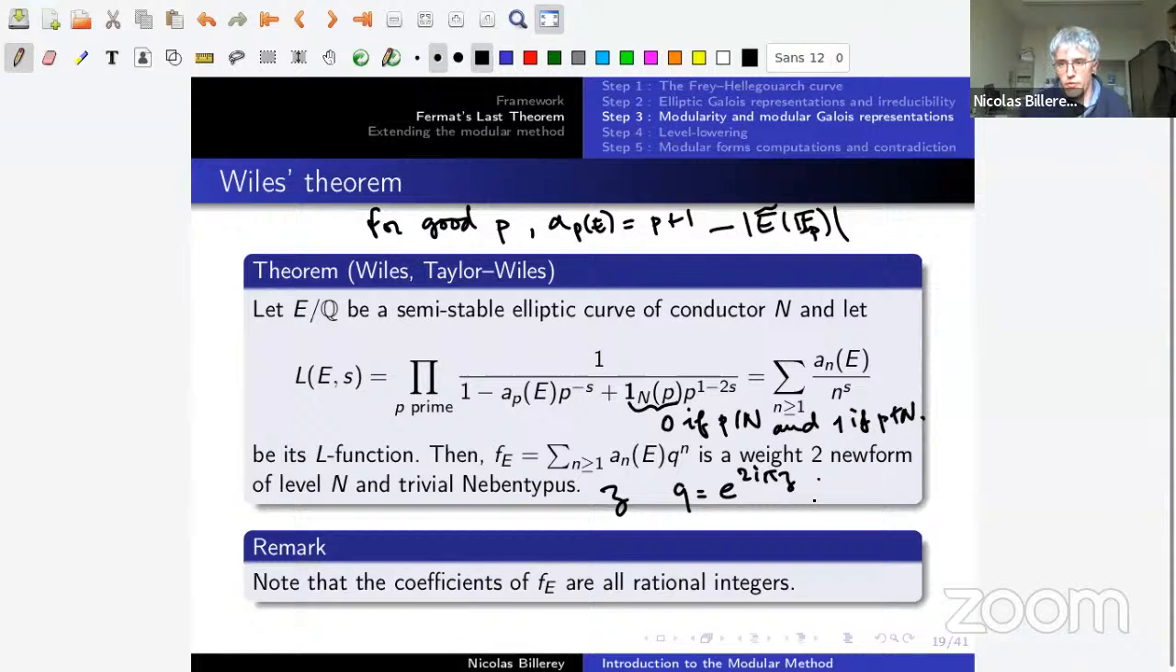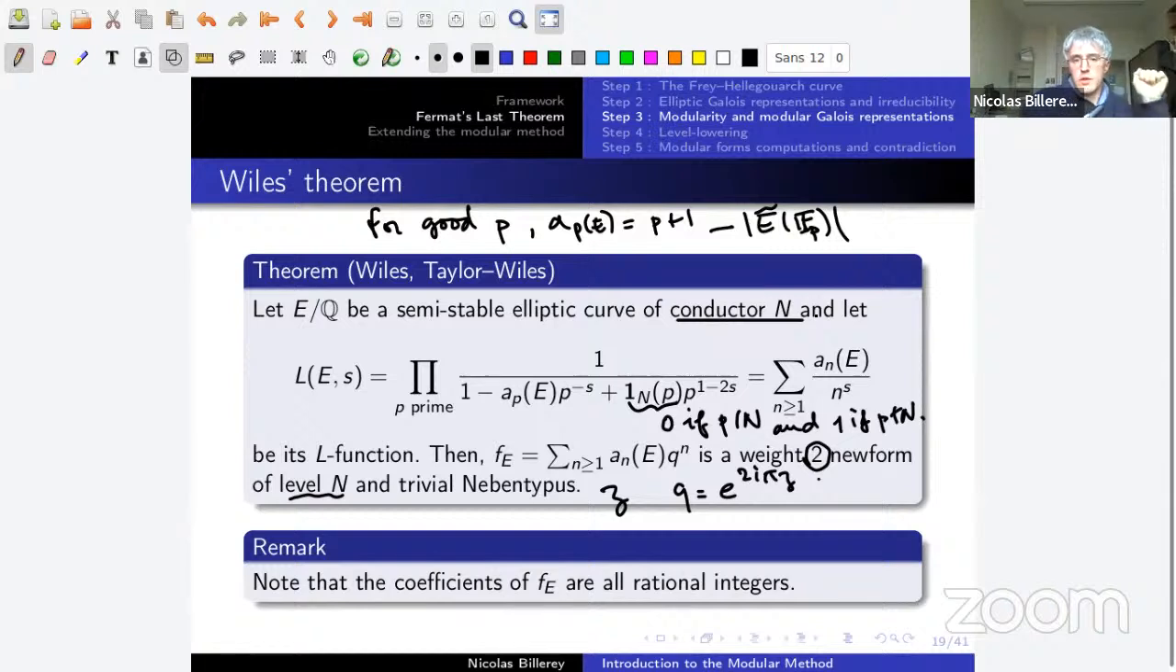If you don't know about modular forms, all you have to know is that modular forms are holomorphic functions on the upper half plane that behave following some rules under the action of SL2(Z). There is an action of SL2(Z) by linear fractions on the upper half plane, and these functions are holomorphic and behave in a certain way under the action. Associated to any modular form is a weight. Here the weight turns out to be two, and there is a level, which corresponds to the conductor of the curve.